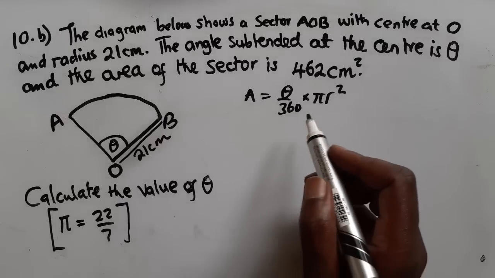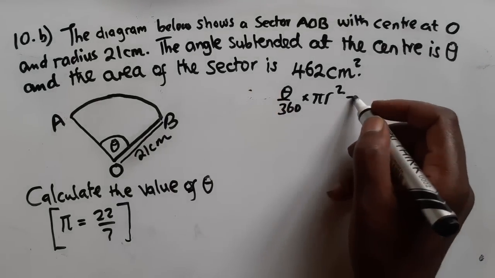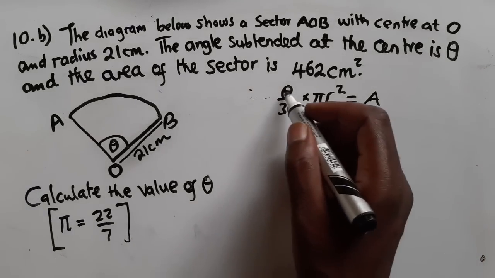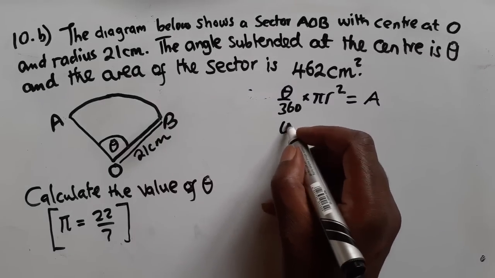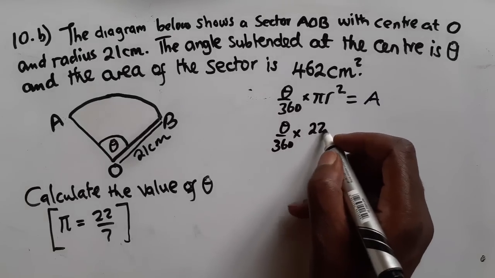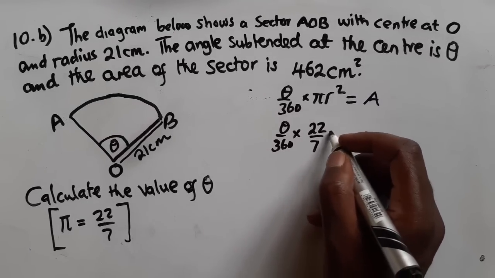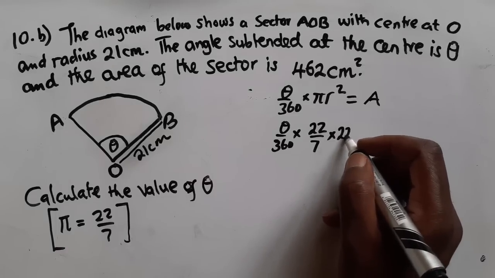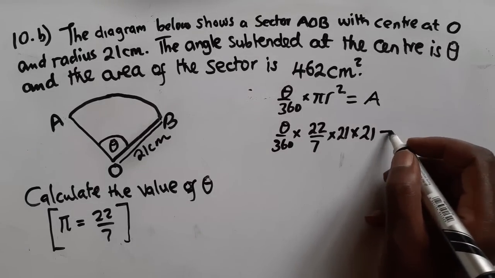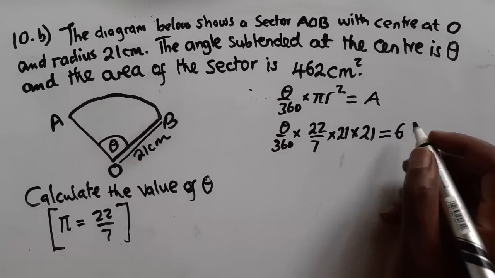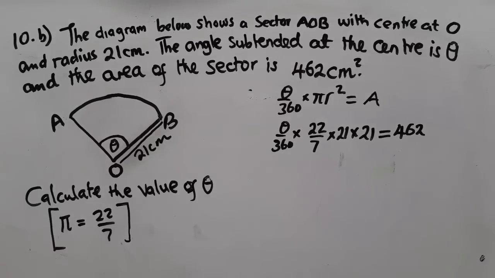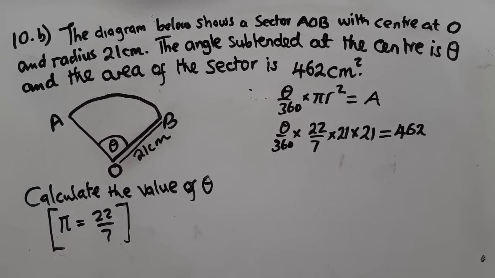Now, you have to take note that in this case, we say this is the area. We can even bring it to the other side. In this case, area is given and we are looking for theta. So we'll go on and say theta over 360 multiplied by 22/7 multiplied by 21 multiplied by 21, because r is squared. Then the area is given as 462. I hope this is very clear.